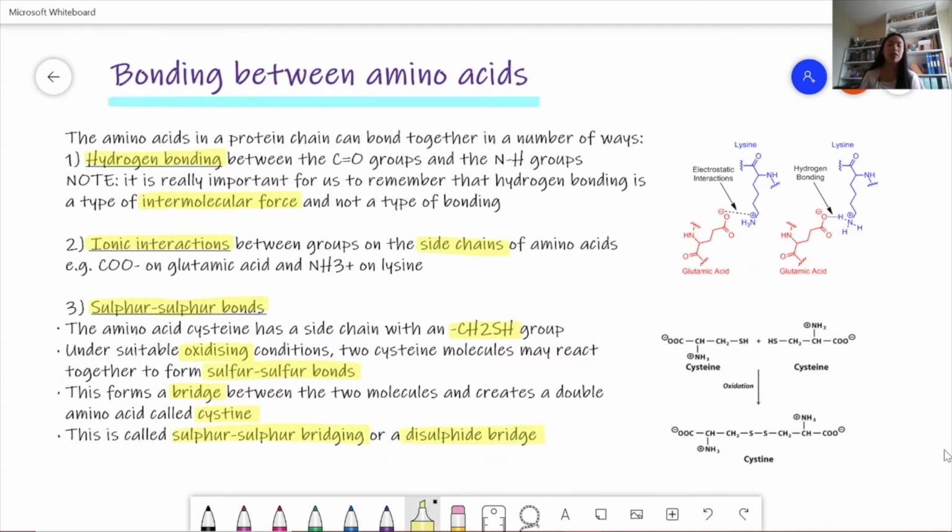On the diagram on the right, we have 2 cysteine amino acids, and if we put them under suitable oxidizing conditions, they can form a bridge together, where this section here, where we have this bond, is the disulfide bridge.